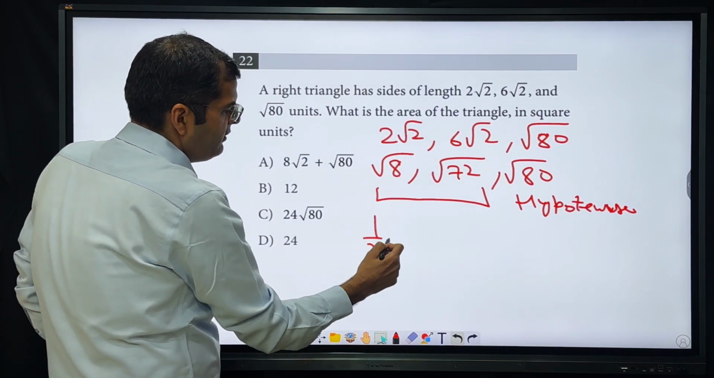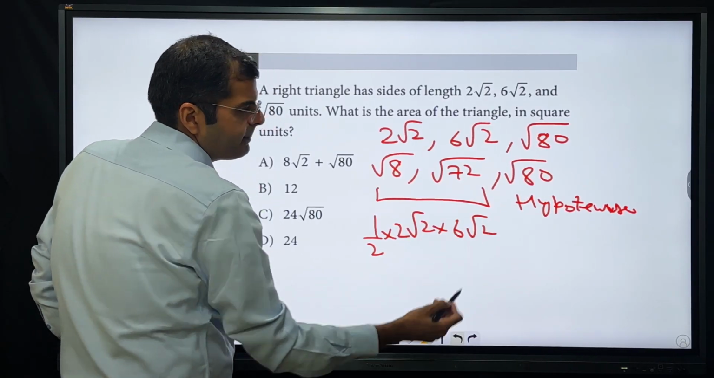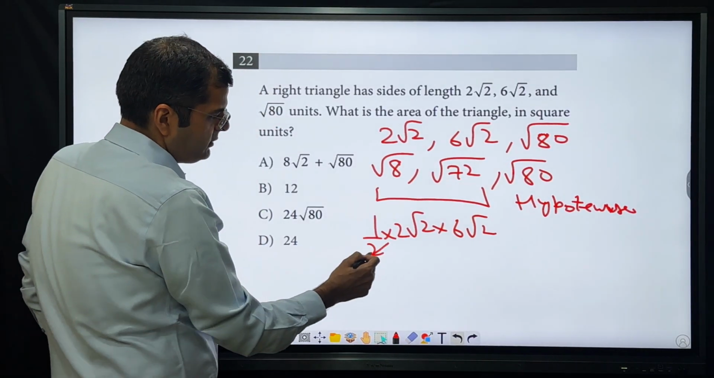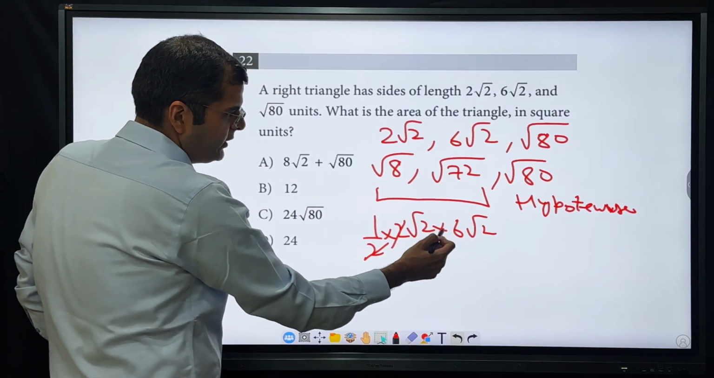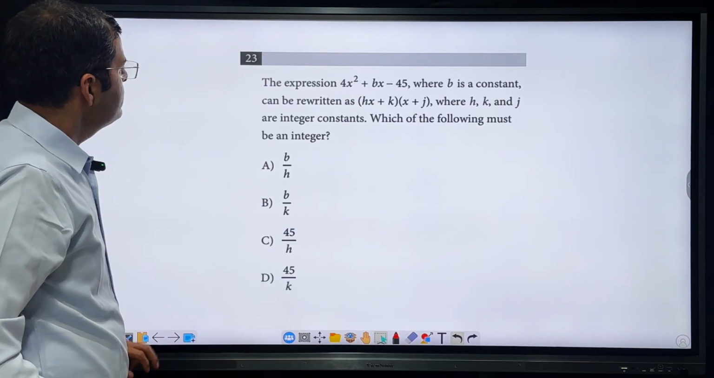So the area of this triangle will be half into the product of these two sides. 2 root 2 into 6 root 2. Okay. So this goes, root 2 into root 2 is 2, 2 into 6 is 12. So answer option B, 12 is the right answer here.